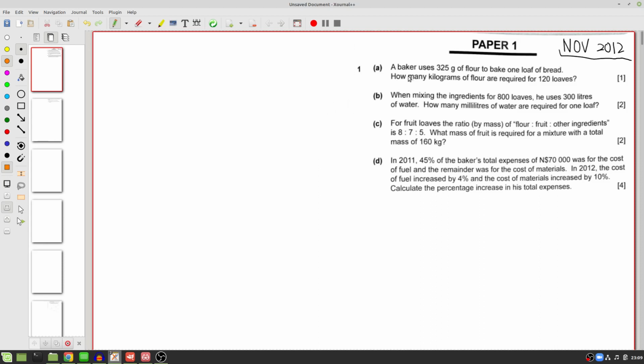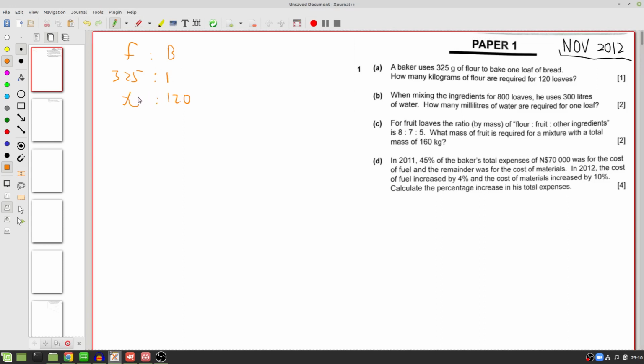Okay, the first question is, a baker uses 320 grams of flour to bake one loaf of bread. How many kilograms of flour are required for 120 loaves? Okay, so this is a straightforward ratio problem. So we have the ratio of flour to bread. So 325 grams of flour gives us one loaf of bread. Now if we want 120 loaves of bread, we need to find out how much flour that is. So I'm just going to call that x.